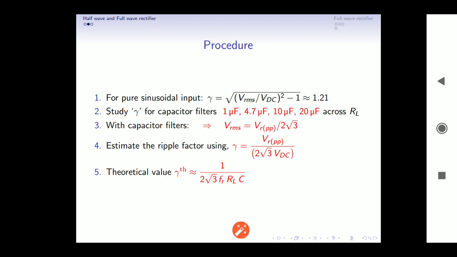Theoretically also, one can estimate the ripple factor using this relation, which is equal to 1 by 2 root 3 f RL C. Here f is the ripple frequency, RL is the load resistance, and C is the capacitance of the capacitor used in the circuit. Using all this, one can estimate the theoretical value of the ripple factor, and experimentally one can measure the ripple factor. Then both can be compared to understand the working of the half-wave rectifier.